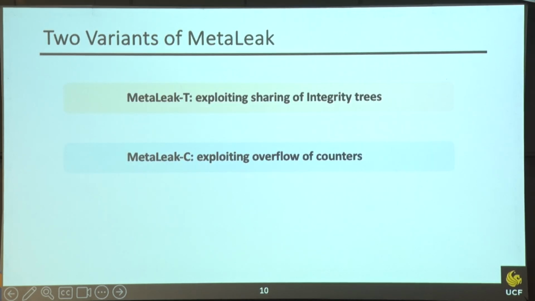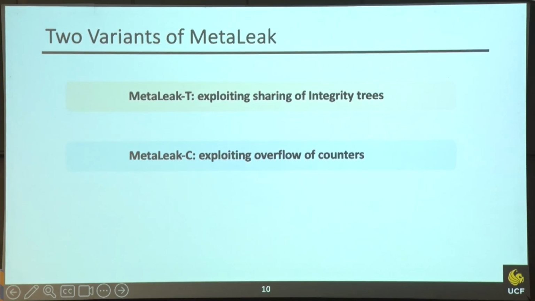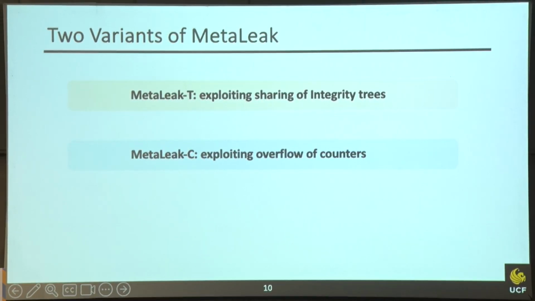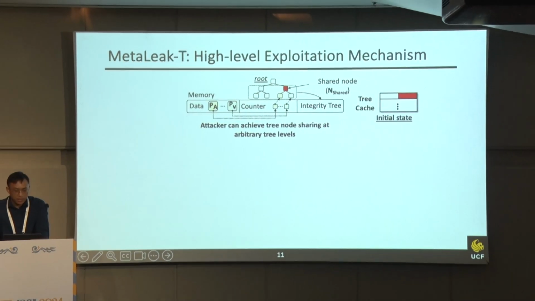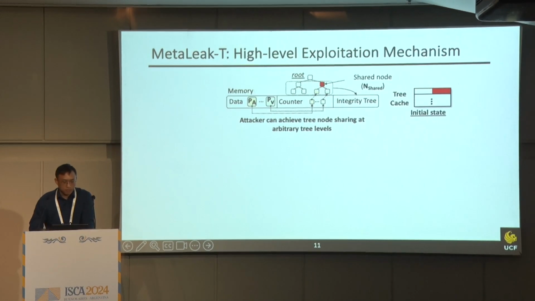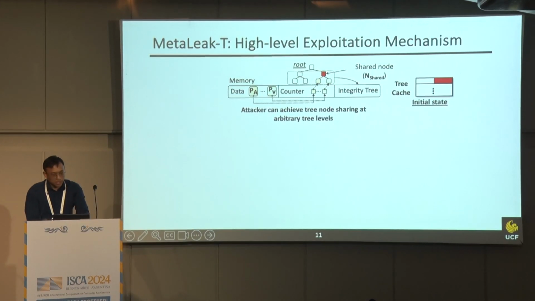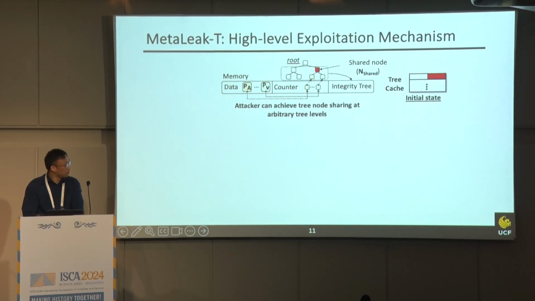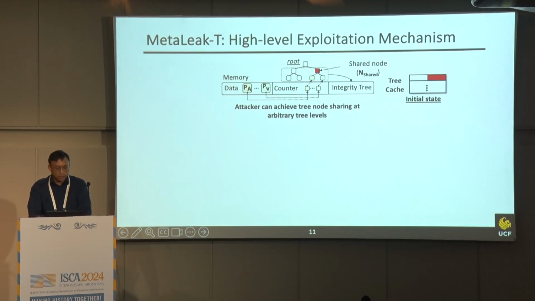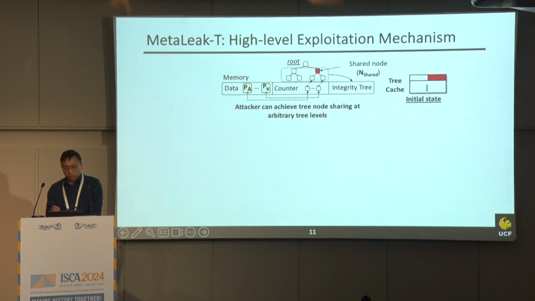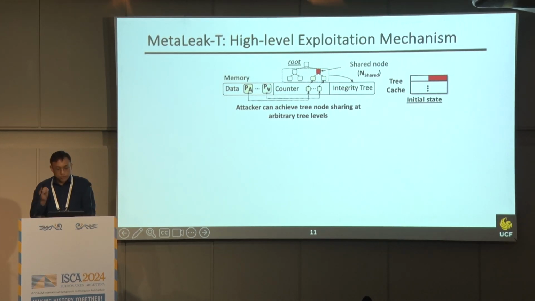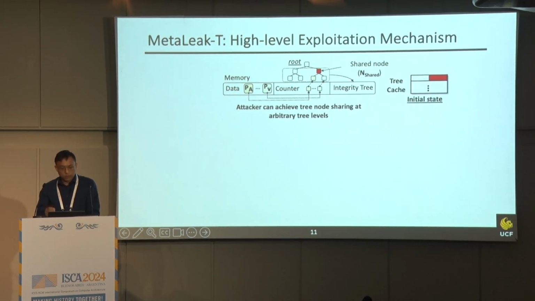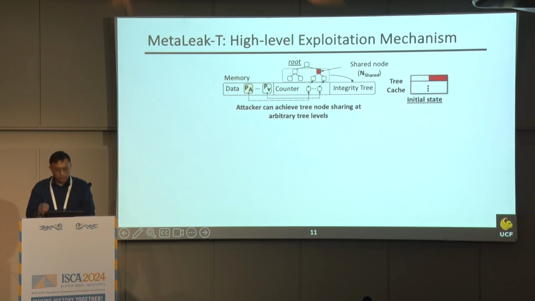So now we present two variants of MetaLeak: MetaLeak-T, which exploits sharing of the integrity tree, and MetaLeak-C, which exploits overflow of counters. The high-level exploitation method for MetaLeak-T is that since the integrity tree is actually a global structure, the attacker can manage to locate one data block that shares a tree node at an arbitrary level with a victim's data block, which is security sensitive.